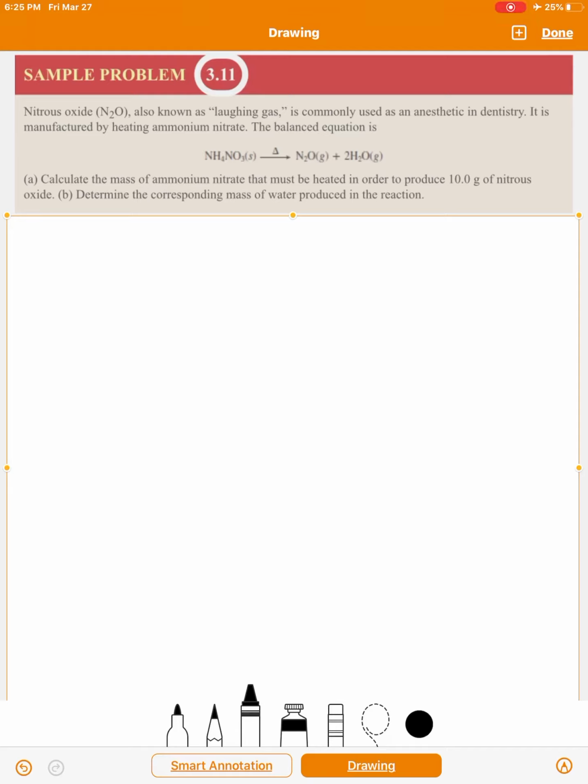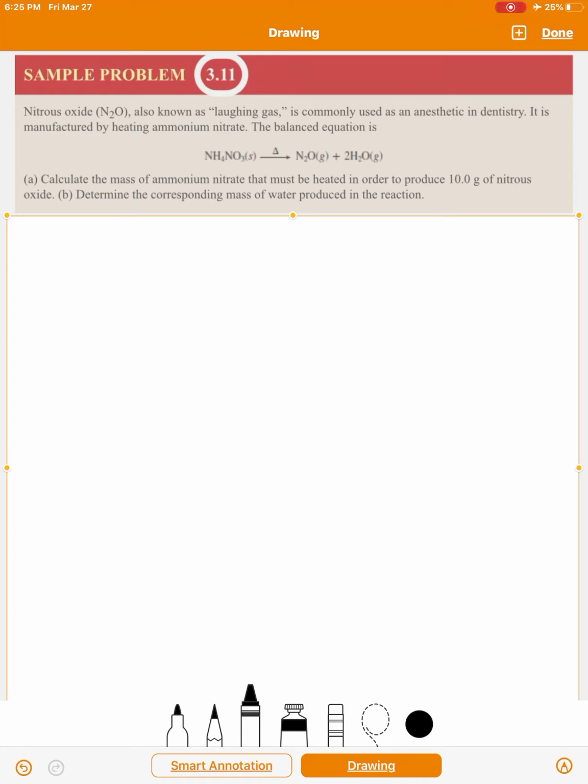Sample problem 3.11. Nitrous oxide, which is N2O, also known as laughing gas, is commonly used as an anesthetic in dentistry. It is manufactured by heating ammonium nitrate. The balanced equation is NH4NO3 solid is heated to form N2O gas plus 2H2O gas. In part A, we are asked to calculate the mass of ammonium nitrate that must be heated in order to produce 10.0 grams of nitrous oxide. And then in part B, we are asked to determine the corresponding mass of water produced in the reaction.